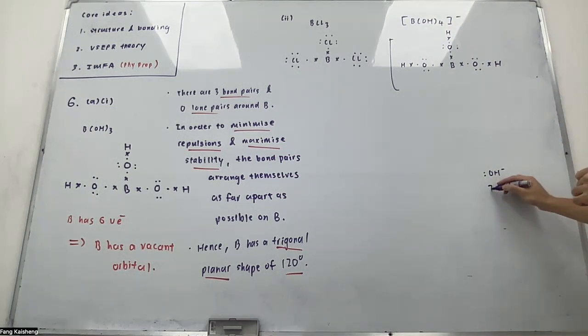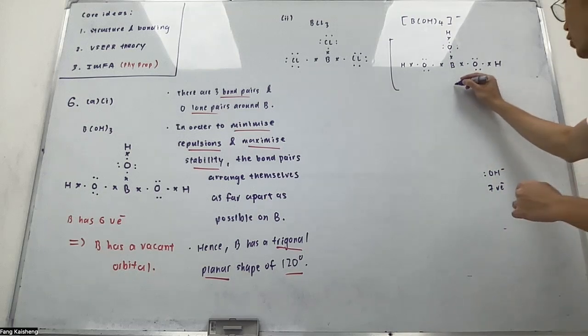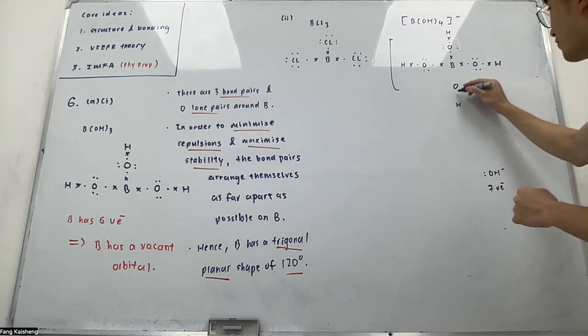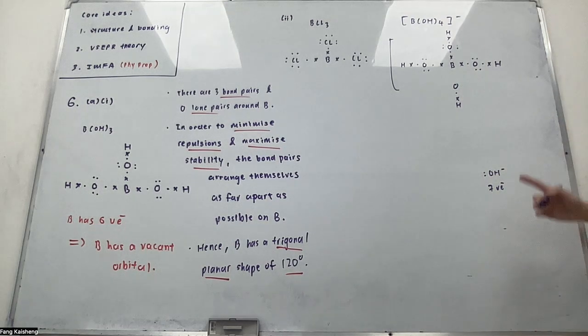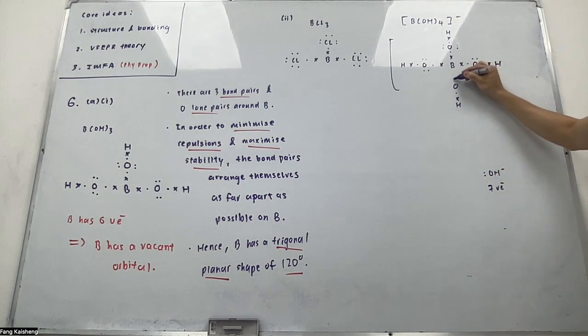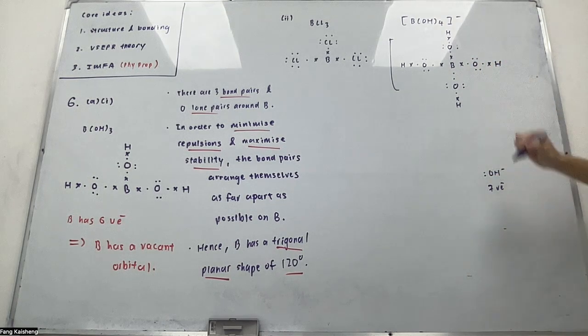Okay, oxygen here has 7 valence electrons, so it only forms a single bond with H, something like this. Okay, but because you can form a single bond only, you can't form a second bond, so you can only use a dative bond here, something like that. So that's for 7 valence, and you have the minus charge.